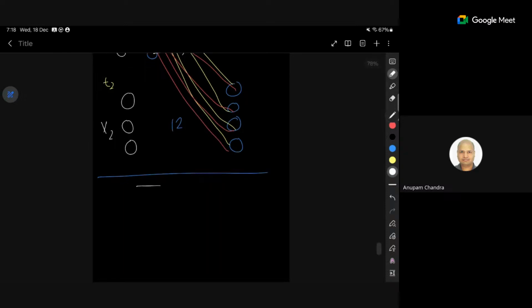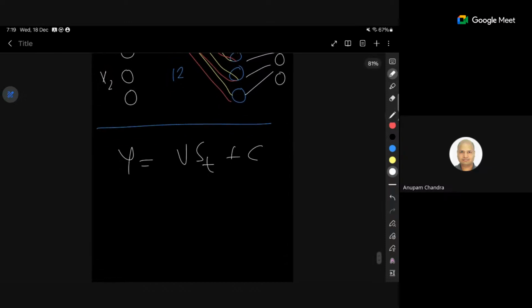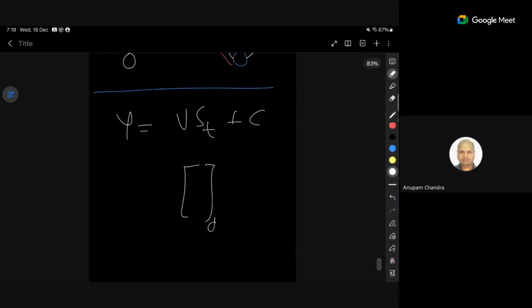So if you decide that many parameters, you will require V parameters to connect them. So it will get connected through, let's say, these V parameters, right? So in the V matrix, Y is V·ST plus C. So V is going to be... we know what ST is, right? So this is going to come out as D cross 1.